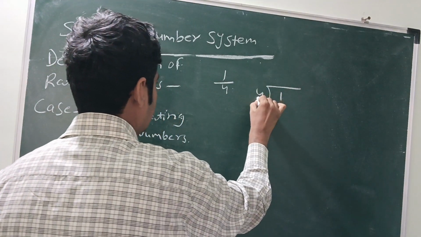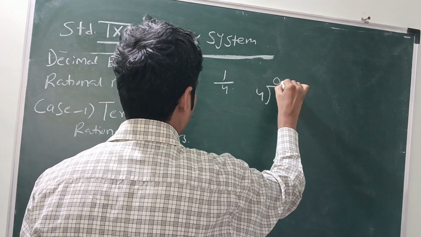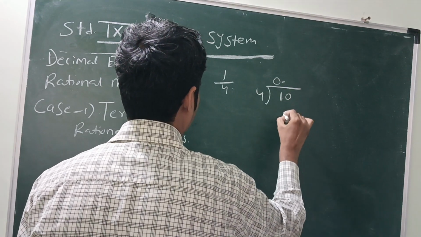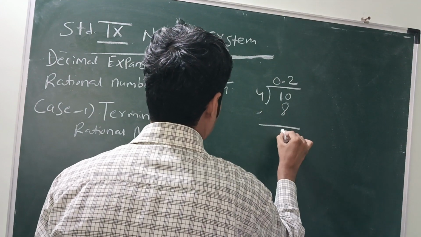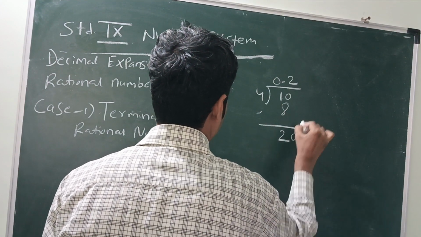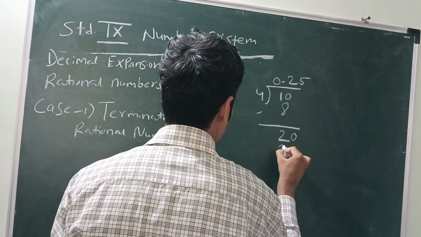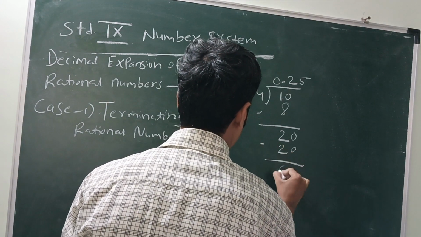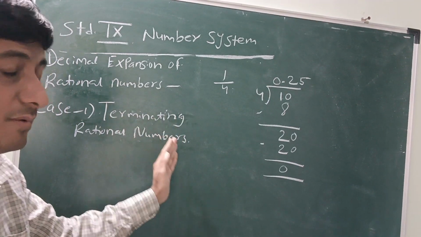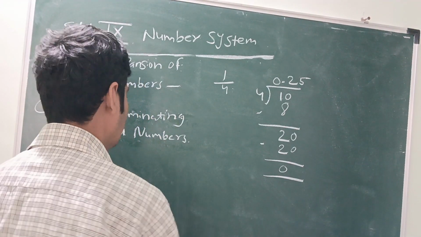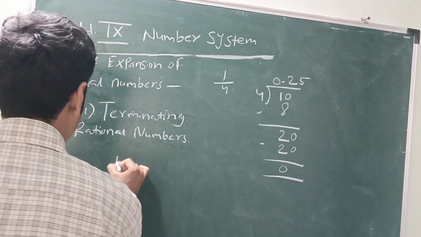1 is not divisible by 4, so take here 0 point, add here 0. 4 2s are 8. 10 minus 8 is 2. Again add here 0. 4 5s are 20. So the remainder is 0. So it is a terminating type of rational numbers. Now let's take the other example.